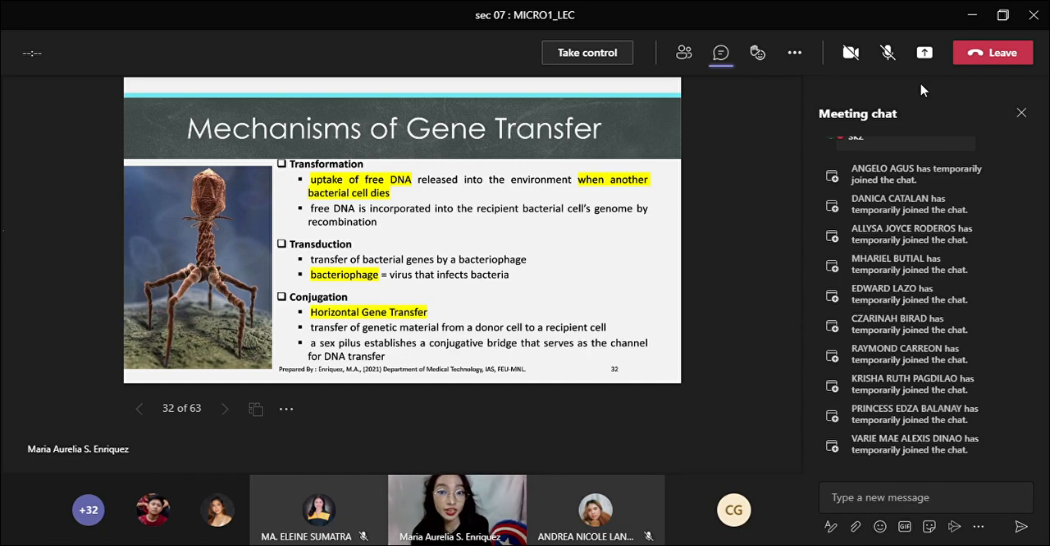The third one is conjugation, also known as the horizontal gene transfer. This happens when a living donor cell transfers its own genetic material to another bacterial cell with the use of its pilus. So remember, yung na-discuss natin kanina na conjugation pili. Ito po yung trabaho nun. It serves as a conjugative bridge, a channel for DNA to be transferred. Okay, so literally it's using its conjugation pilus para iabot yung DNA niya dun sa susunod na bacterial cell.